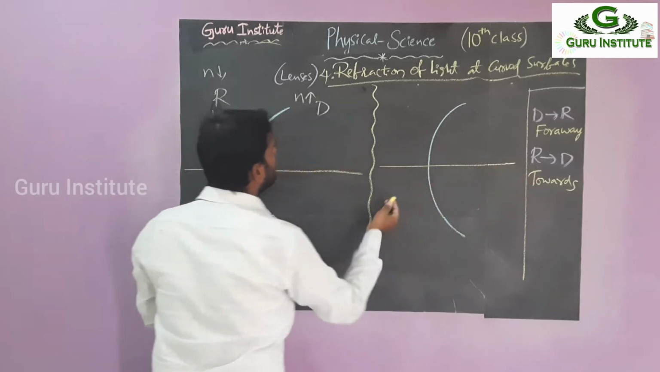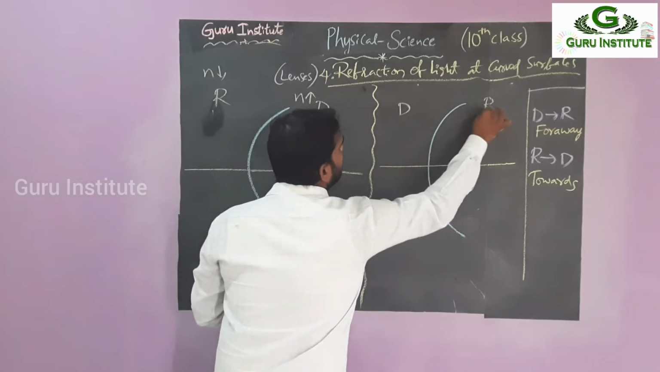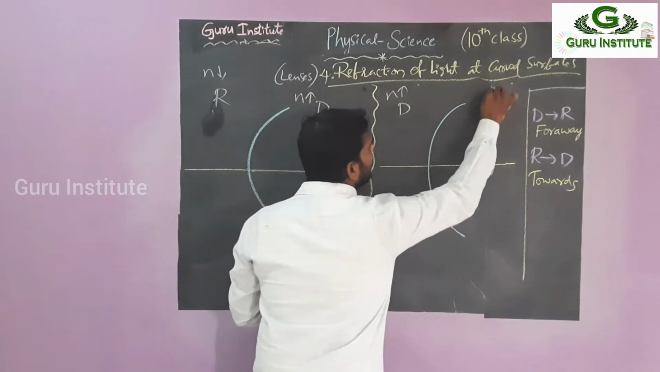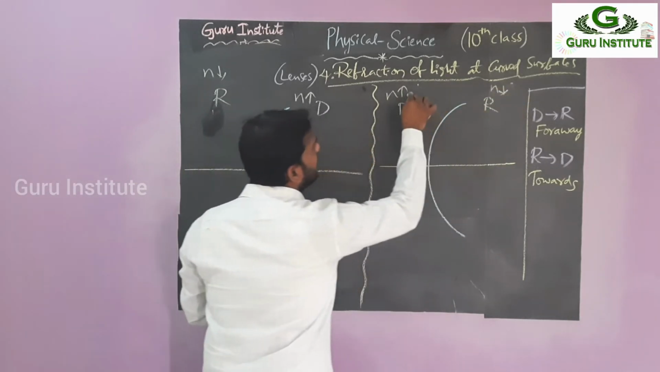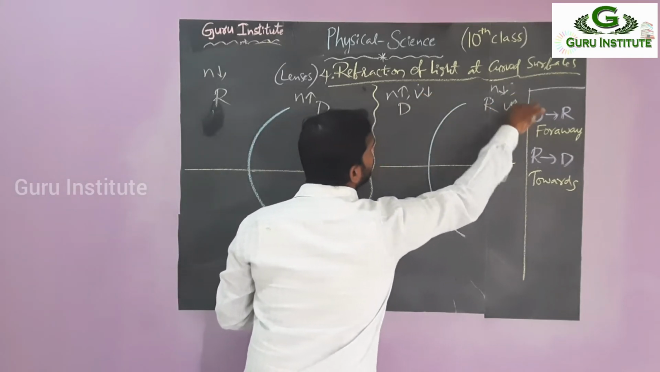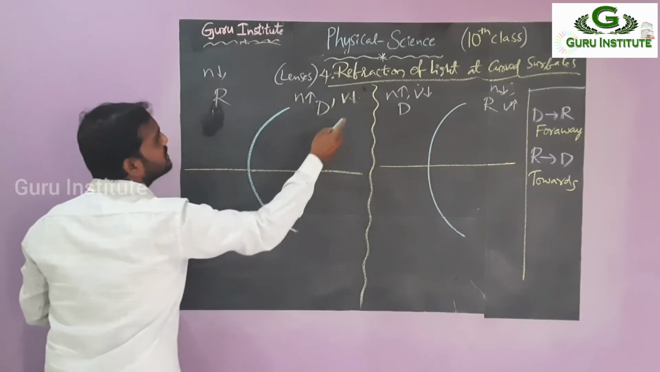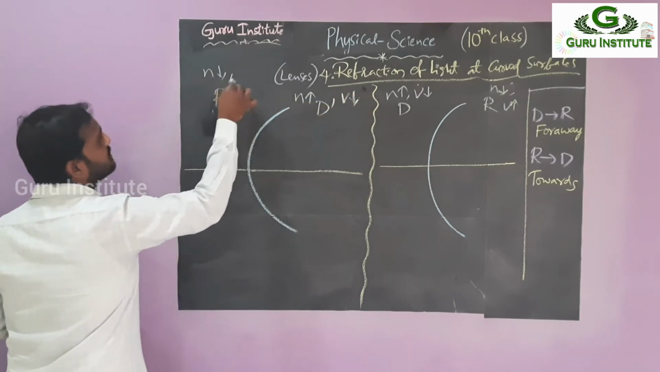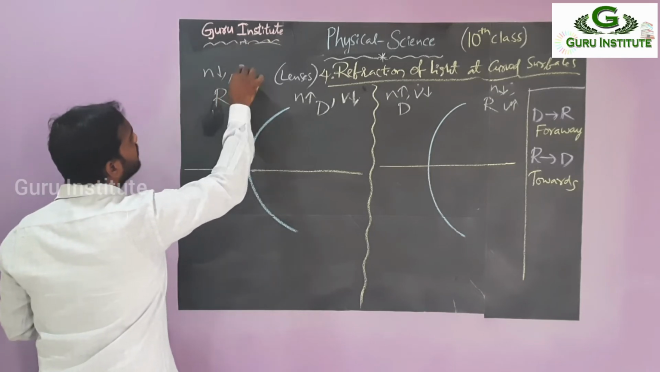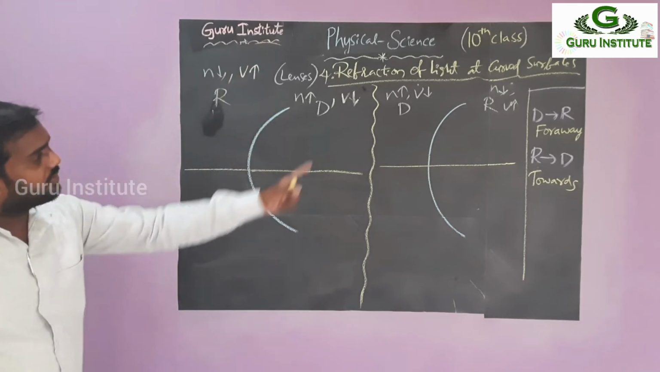Again the principal axis. Now we have to take the reverse order. This is only denser, this is only rarer. Denser means N value is more and here N value is less. N more means V is less, here V is more. Opposite side, V is less. That means what is the refraction? Inverse proportion. So V is more. Already we have seen that.